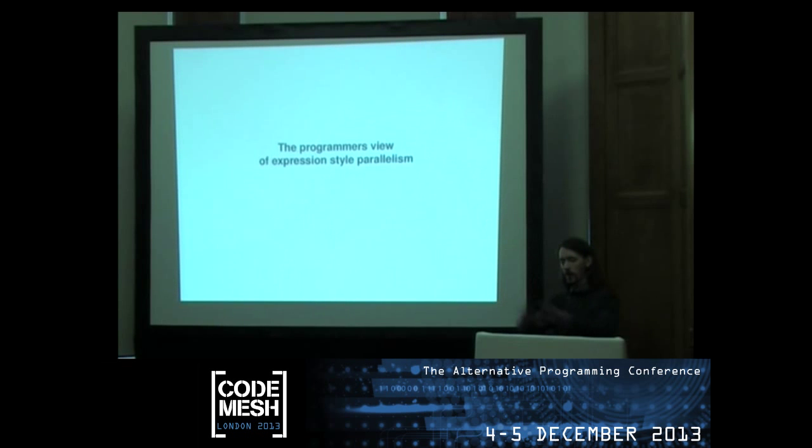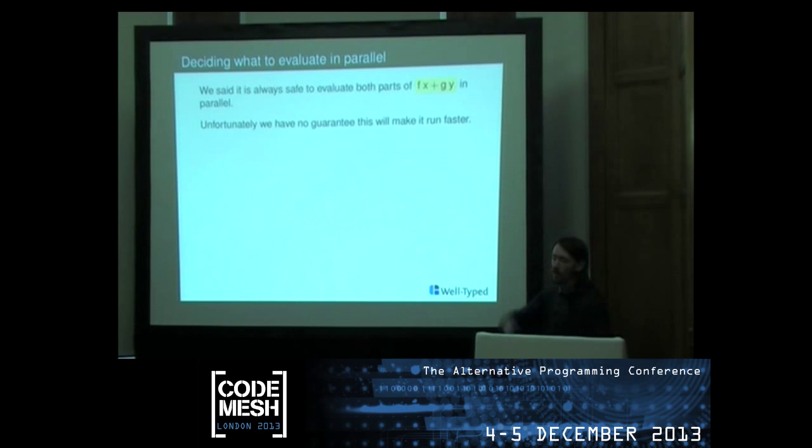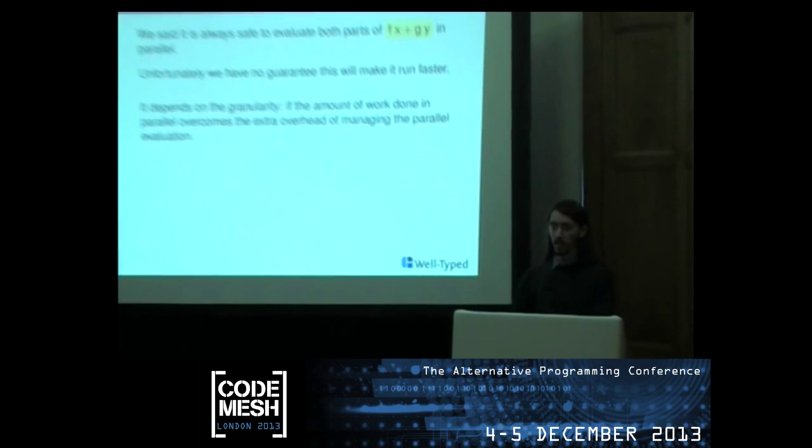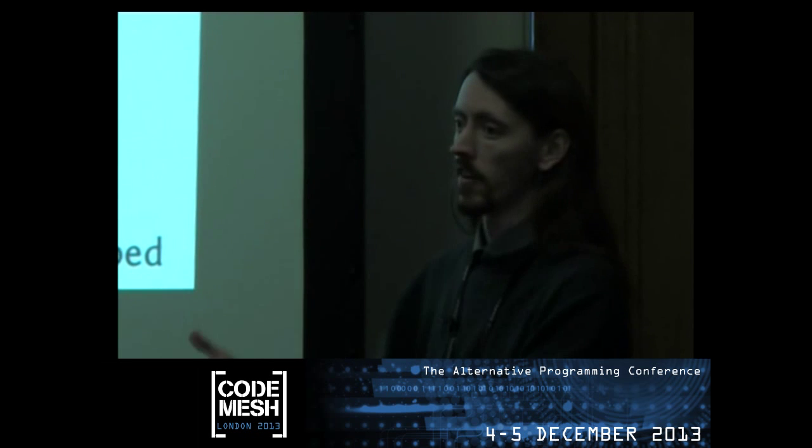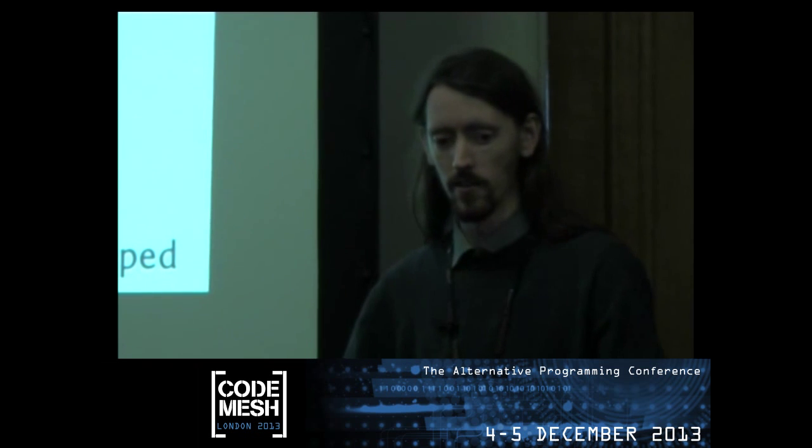Okay, so let's go back. That was implementation. Let's move back to the high-level view, what the programmer sees. We said it's always safe to evaluate both parts of f x and g y in parallel, but that doesn't mean it's going to be faster. It depends on this parallel granularity issue. If the amount of work done overcomes the overheads, then it's profitable. If not, then it isn't.